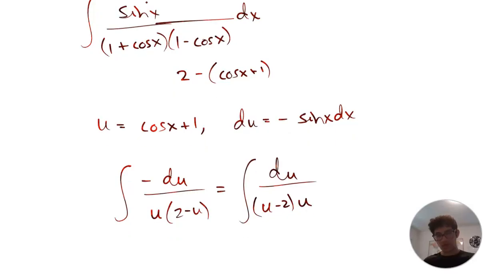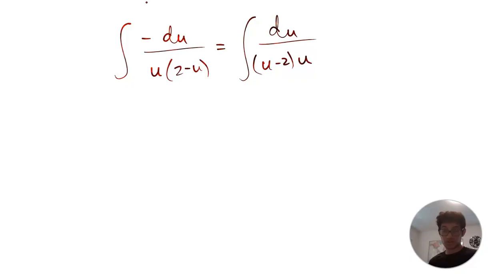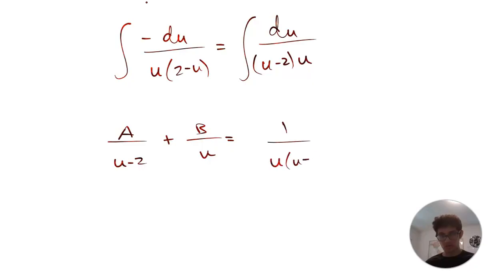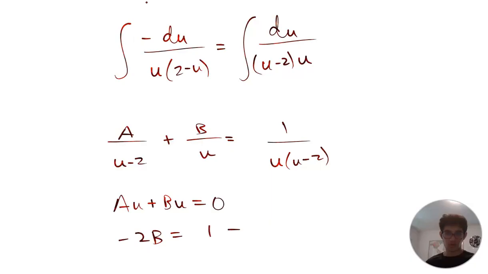I don't know why I wrote it this way. And this is now a nice, easy difference. So partial fraction decomposition. How do you want to do this? Well, we can just do it like this. And we just want the numerator to equal 1, right? So we wanted this to equal 1 over u times (u minus 2). And so a u plus b u equals 0. And then negative 2b is equal to 1, which means b equals negative 1 half. And from here, of course, we know that u is not equal to 0, so we can divide by u and we get a equals negative b, which means a equals positive 1 half.